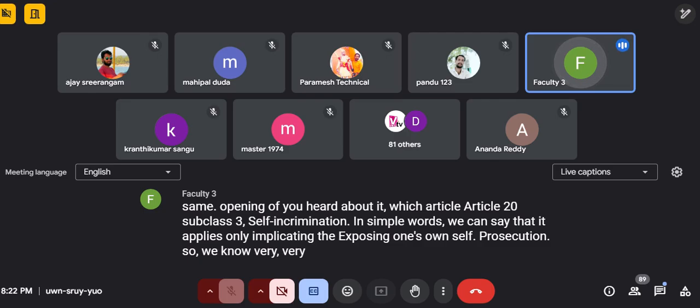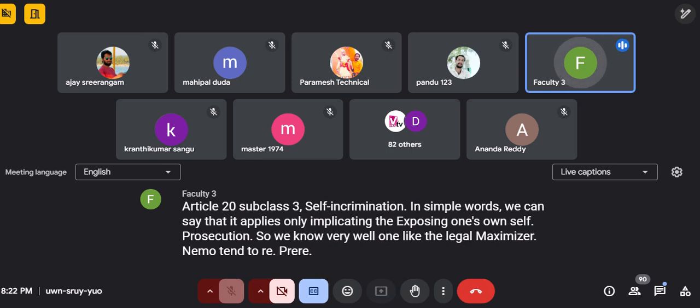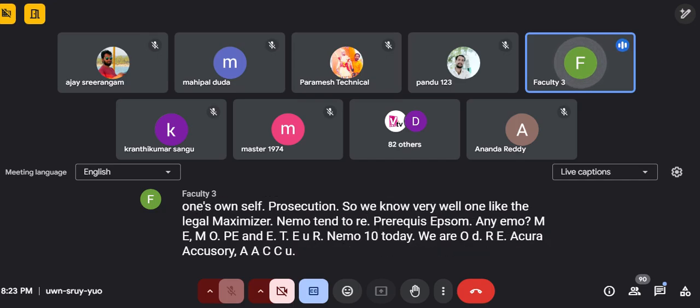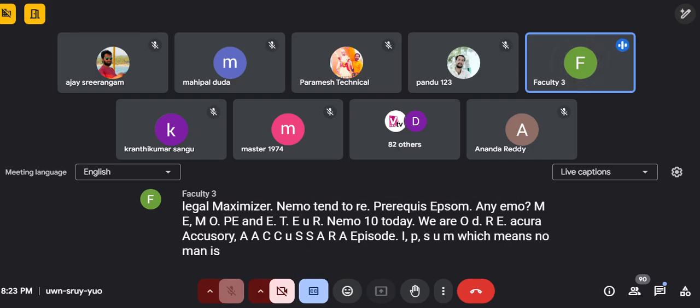So we know very well one legal maxim: nemo tenetur prodere accusare seipsum, which means no man is obliged to be a witness against himself. Okay, are you following me?